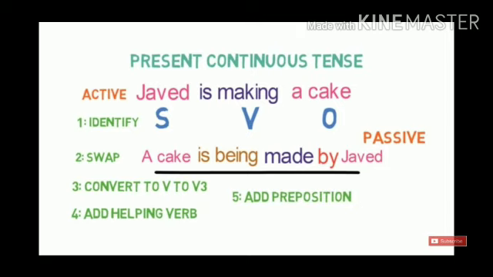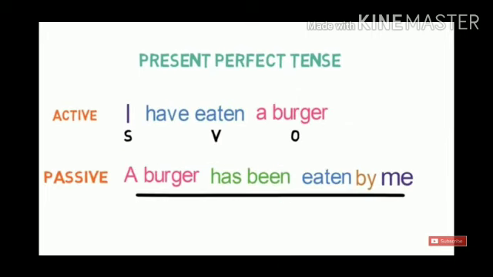Here a cake is singular. So we are using the singular verb is. And instead of ing we have to use being. And the past participle for make is made. And the preposition by and the subject Javed. So the sentence is: a cake is being made by Javed. This is passive voice. The next one is present perfect tense.